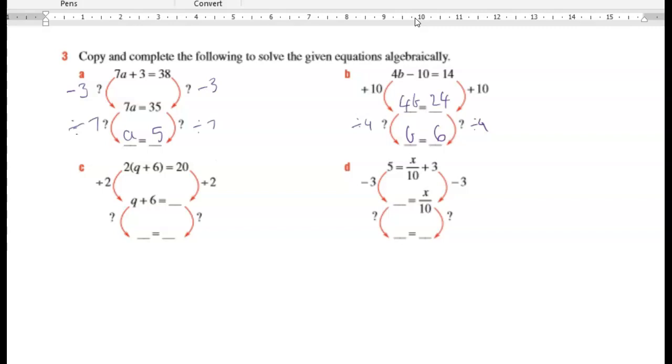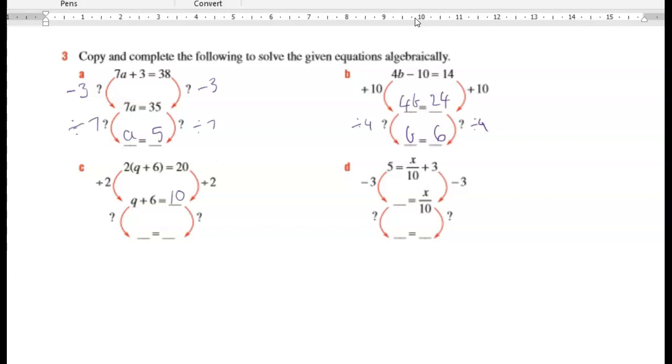All right, question C, we have a bracket, and that bracket is multiplied by 2. So when you have this scenario, you get rid of that 2 first. Okay, so even though you might think, oh, this 6 is a constant number by itself, we're kind of unraveling things, I guess. So we get rid of that 2 first, and then we get rid of that constant. So you can see here we've got divided by, which is a bit hard to see, but it is a division sign. So 2 divided by 2 leaves you, 2 times q plus 6 divided by 2 leaves you with q plus 6. And then 20 divided by 2 gives you 10.